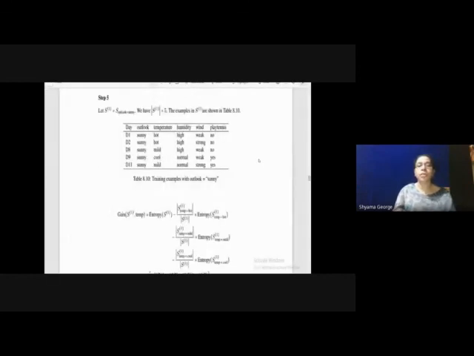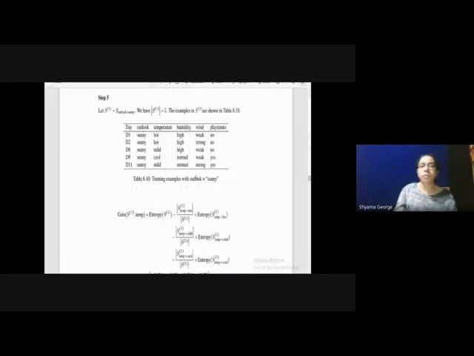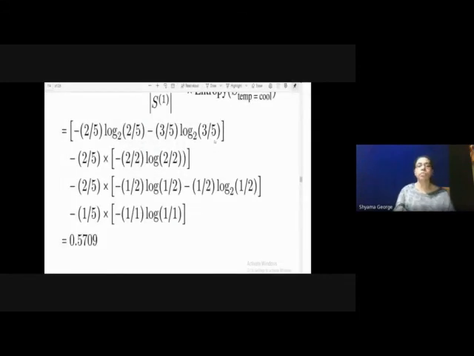When you consider the attribute temperature is equal to hot, you can find that the distribution is like this: hot, mild, cool. So the gain is minus 2 by 5 into minus 2 by 2 log 2 to the base 2 by 2. This is for which attribute? Temperature is equal to hot. When you consider hot, there are two values and both of them are in the class label no. So the entropy value is minus 2 by 2 log 2 to the base 2 by 2.